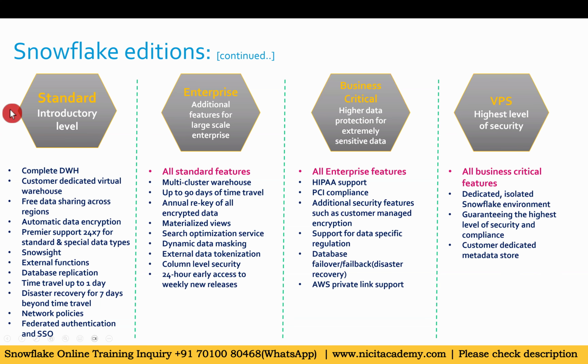Now, if you ask me how many different editions we have: 4. And what are the different options we have? The main thing is time travel. Another one is multi-cluster warehouse, multi-cluster compute. And then another one is materialized view. And encryption normally it will have. So if you ask me, what is this multi-cluster warehouse?